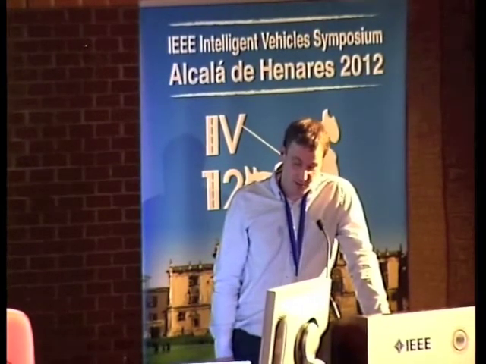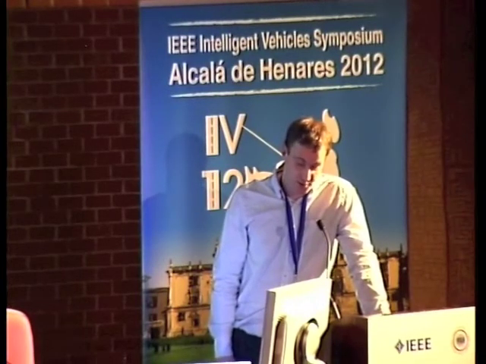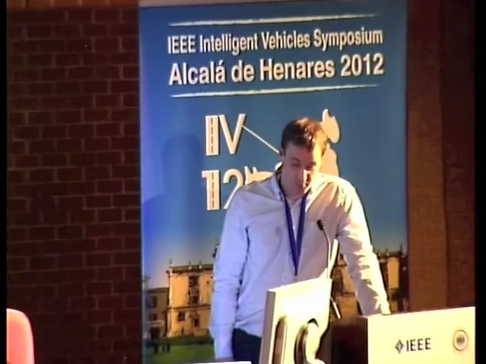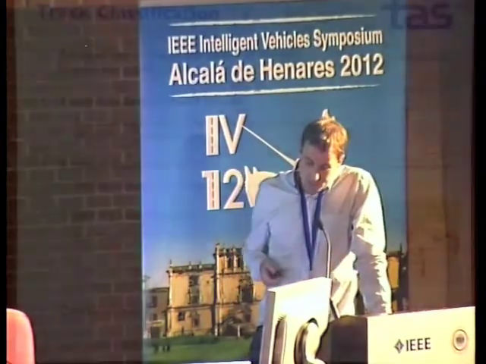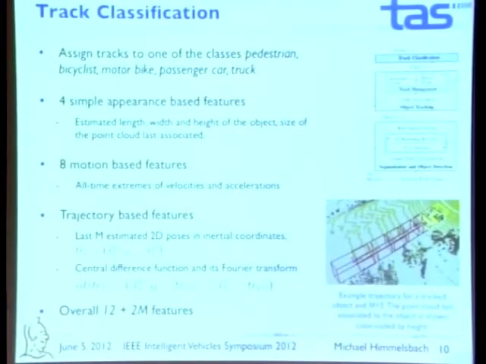So still there are some appearance-based features involved. For simple ones, it's just the length, width, and height of the object as well as the size of the point cloud that was last associated to an object. You can see this last associated point cloud in this picture on the bottom here. It's color-coded by height. Then, of course, we know something about the object's motion from tracking, and assuming that our dynamic models provide us the information, which they do in our case, we include 8 motion-based features, namely the extremes of velocities, positional velocities, and accelerations, but also velocities and accelerations in the orientation of the object.